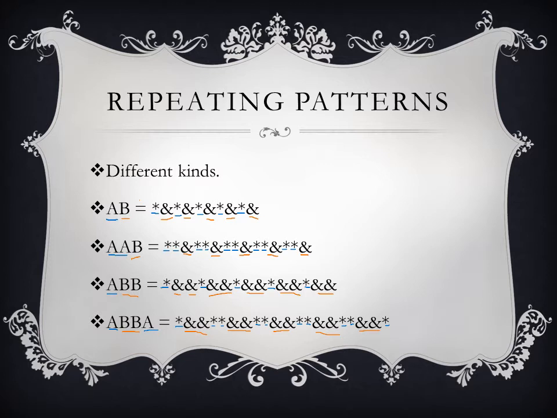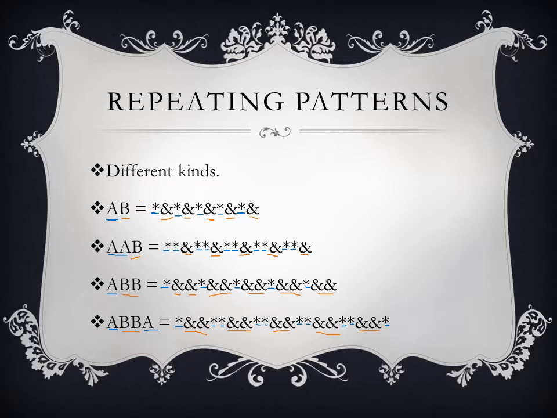And the second type of repeating pattern we're going to look at is an AAB pattern. Again, the A's are underlined in blue and the B's are underlined in orange. So this time, instead of just having a straight AB pattern, we have an AAB. So that means that our A's come up twice before we see a B. So we have a star star for our A's. So those are back-to-back two stars. And then we have the and sign.